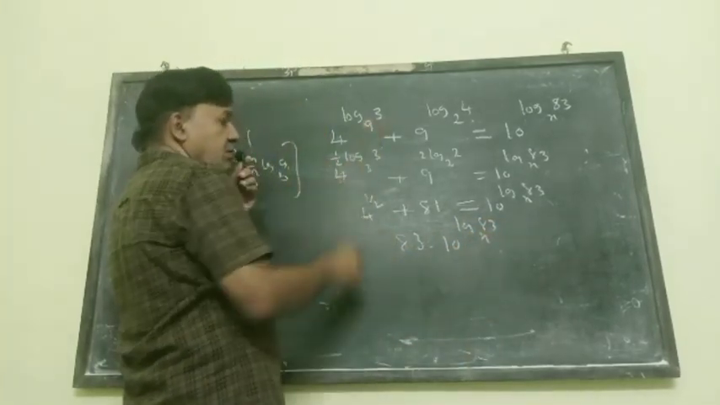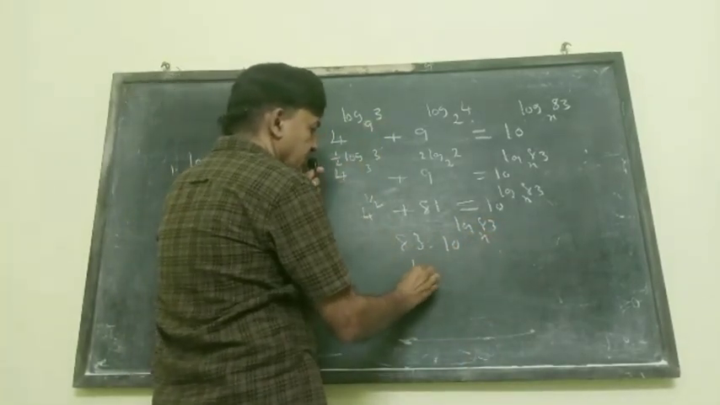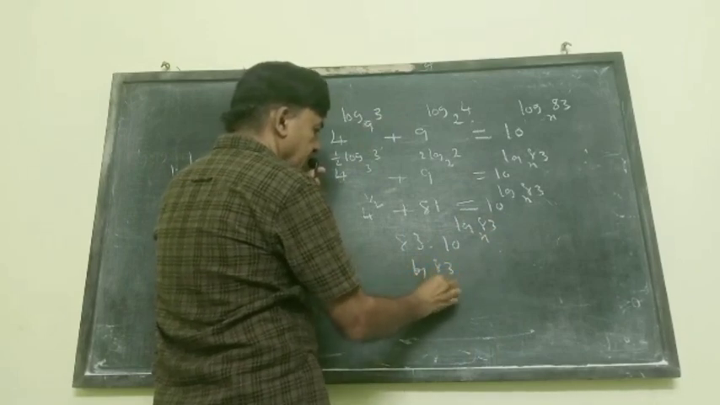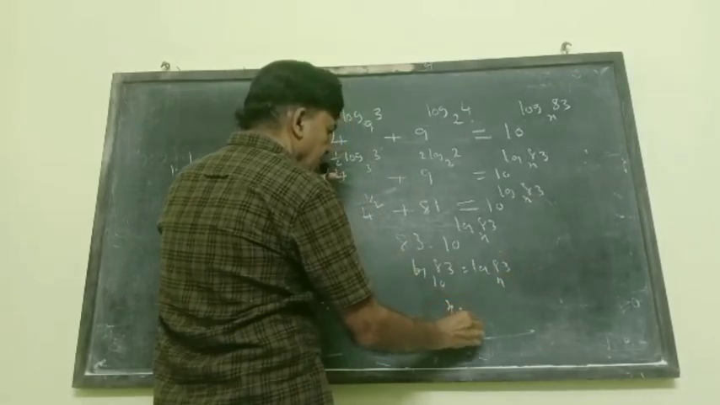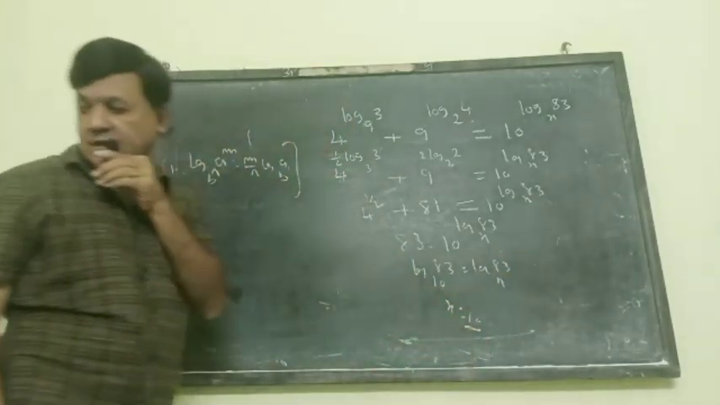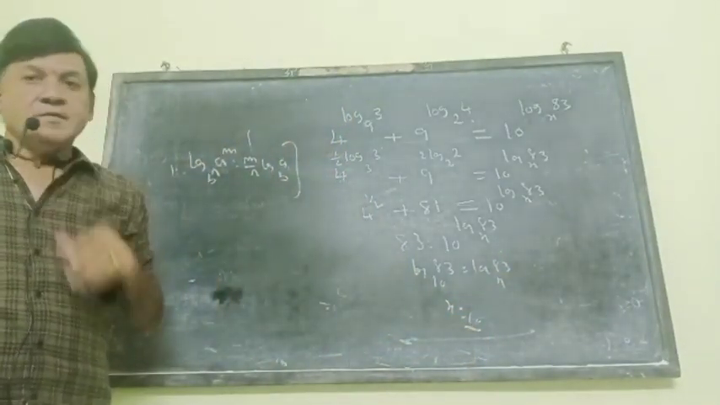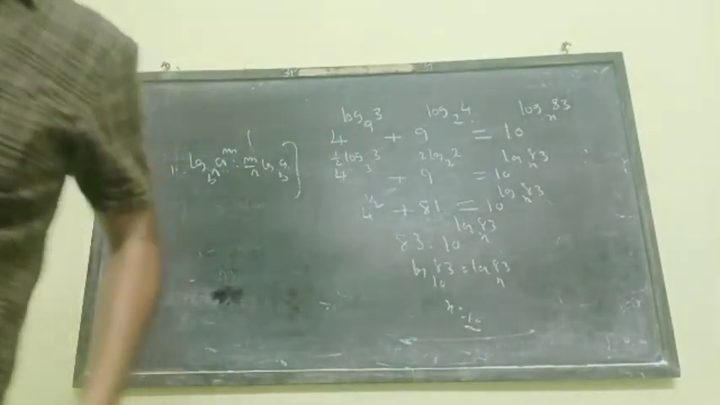Okay, please change the problem. Then you will get log 83 to base 10 is equal to log 83 to base x. X is equal to 10. You can do like this.